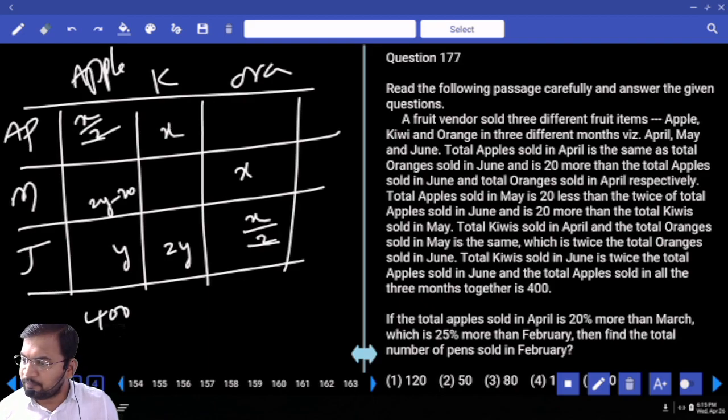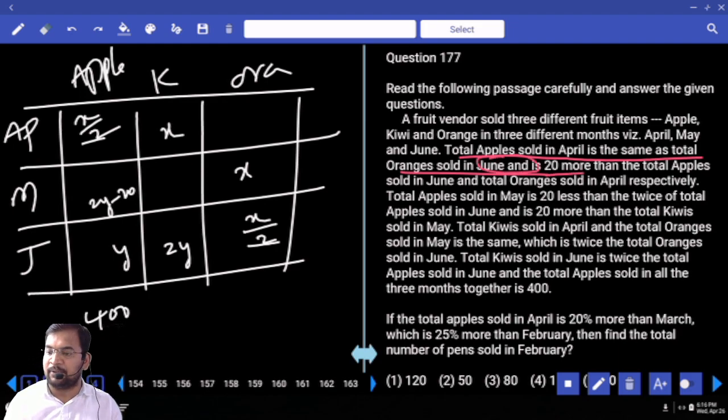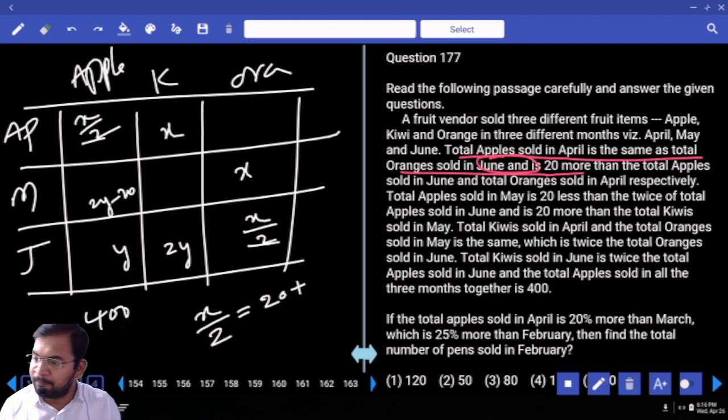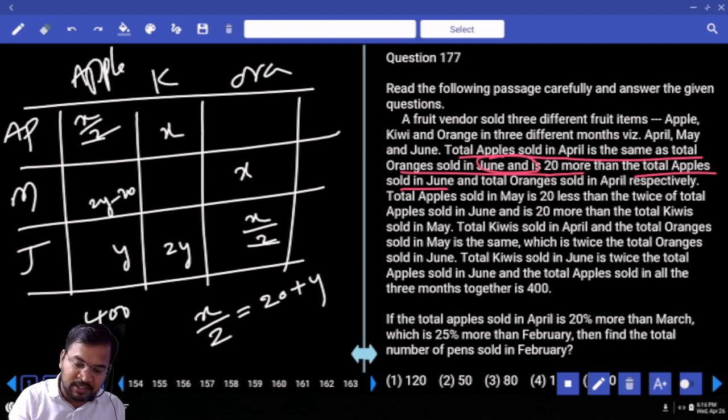Now see here, where we left that one. We need kiwis in the May month. Total apples sold in April is the same as that one. Oranges sold in June is 20 more than the. See here, oranges sold in June is how much? X by 2. Oranges sold in June, that X by 2, is 20 more than total apples sold in June, which is Y. Keep aside. Next.